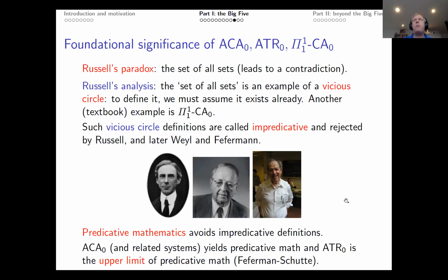So this is the foundational significance of these stronger systems. ACA0 still allows you to do math without impredicative or vicious circle definitions. ATR0 is the borderline, and Pi11 comprehension is the textbook example of an impredicative or vicious circle definition.